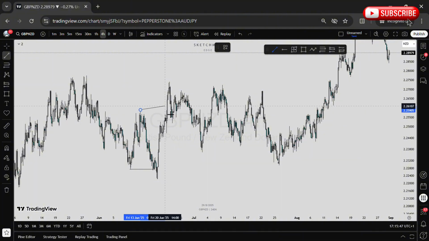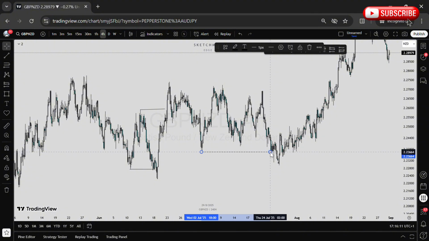So basically the low got taken out. After it got taken out, markets shifted structure, right? Market shifted structure. We have our internal range liquidity right here.